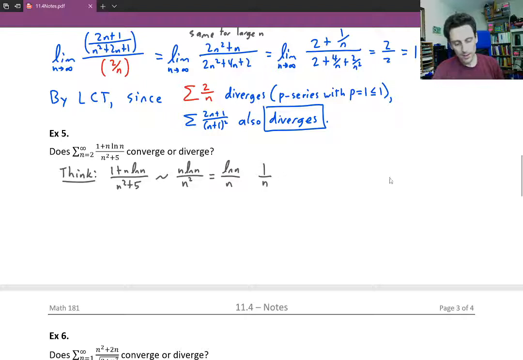The series 1 over n diverges, right? The sum of 1 over n diverges. That's a p-series with p equals 1.